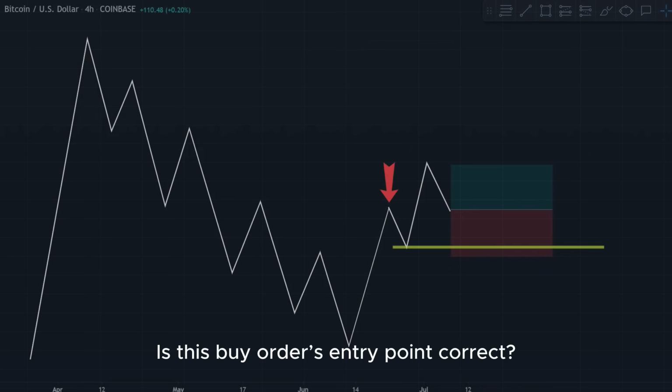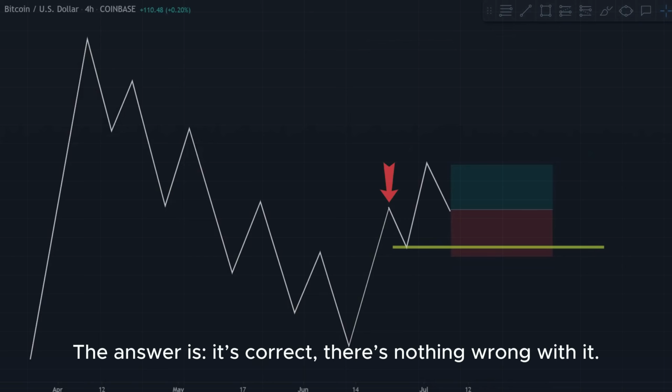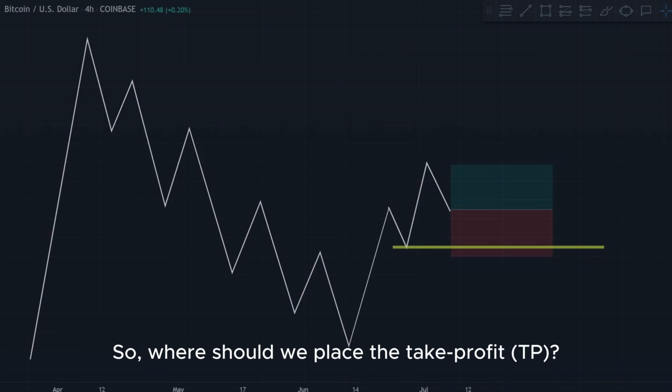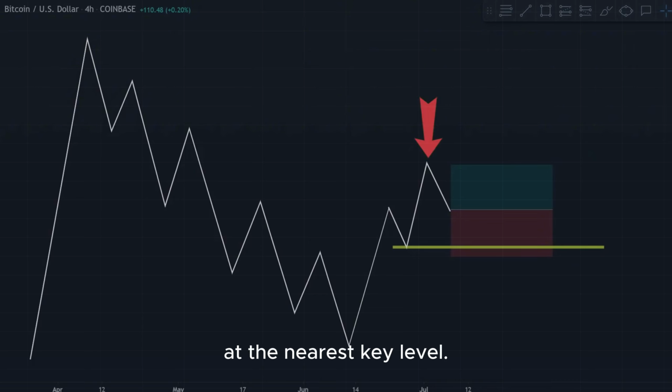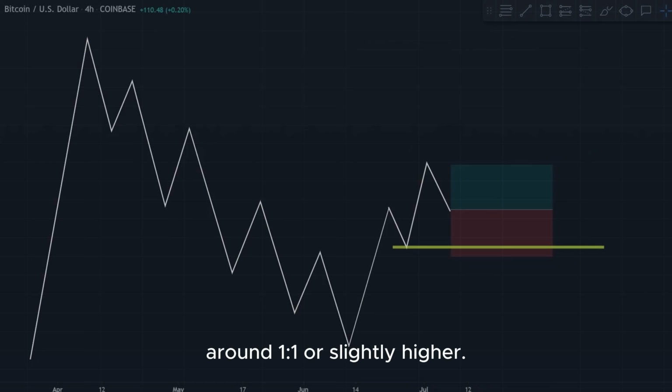Is this buy order's entry point correct? Is there anything wrong with this stop loss placement? The answer is, it's correct, there's nothing wrong with it. So, where should we place the take profit, TP? The safest take profit level is right here, at the nearest key level. However, in this scenario, the risk to reward ratio, RR, is very low, around 1:1 or slightly higher.